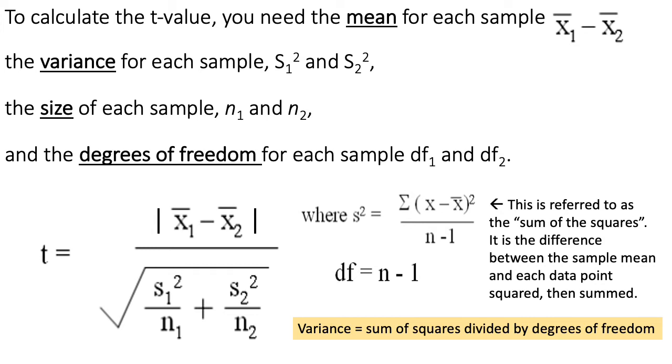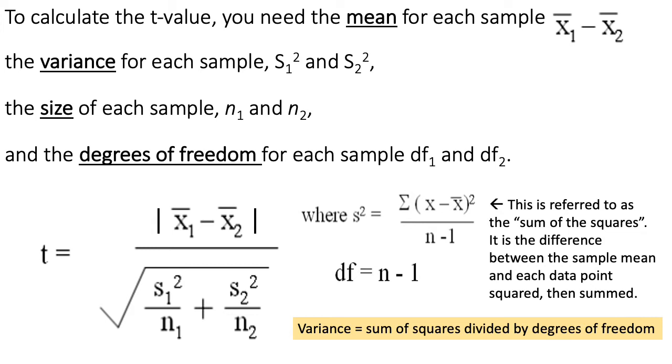We need the mean for each sample, which you see the mean for sample 1 is x bar 1 minus the mean for sample 2 is x bar 2, and these vertical lines on either side, they're telling you it's the absolute value. It doesn't matter whether they end up negative or positive. You're going to square them, and even if you multiply a negative by a negative, you still get a positive. So it doesn't matter whether they're negative or positive.